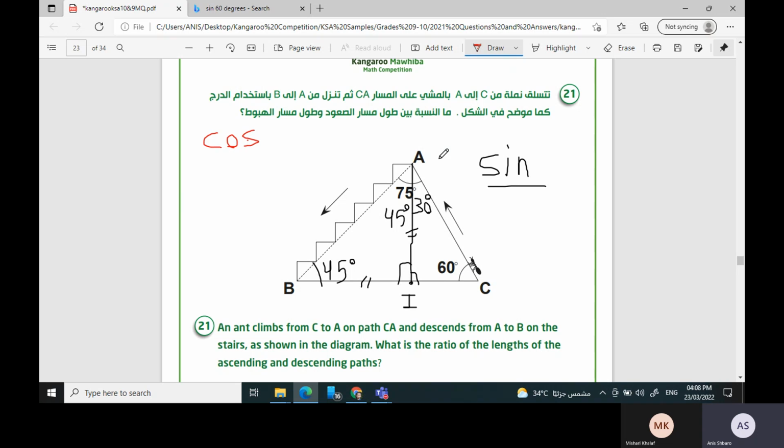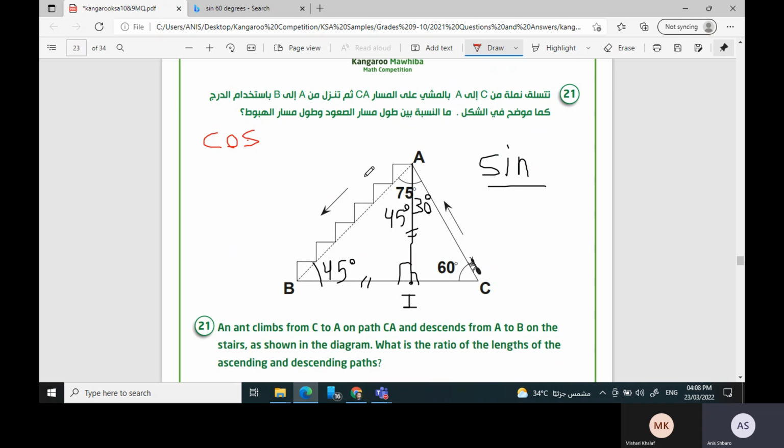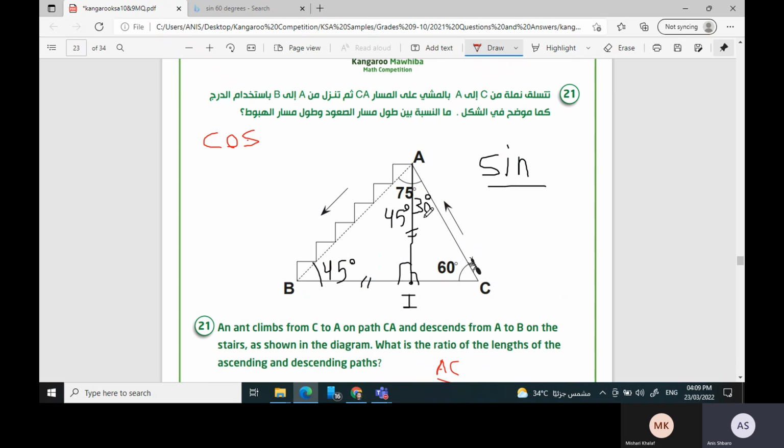So if I want to use the cosine, first of all, we need to find the ratio of the ascending and descending paths, so from C to A, and then descending from A to B. So of course, what I'm going to find is AC over AB. If I use the cosine, I'm going to get equations in terms of, for example, AC, AI, AB, AI. Or if I use the sine, I'm going to use this angle 30, opposite AI, over the hypotenuse, which is CA. So, for example, if I start with the cosine, we will use the above angles.